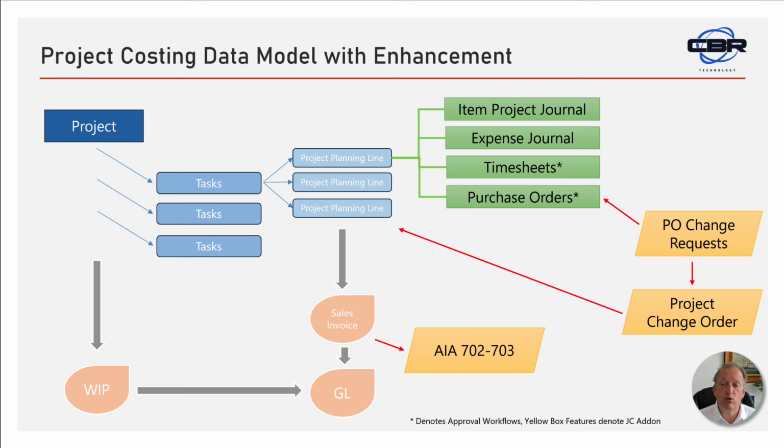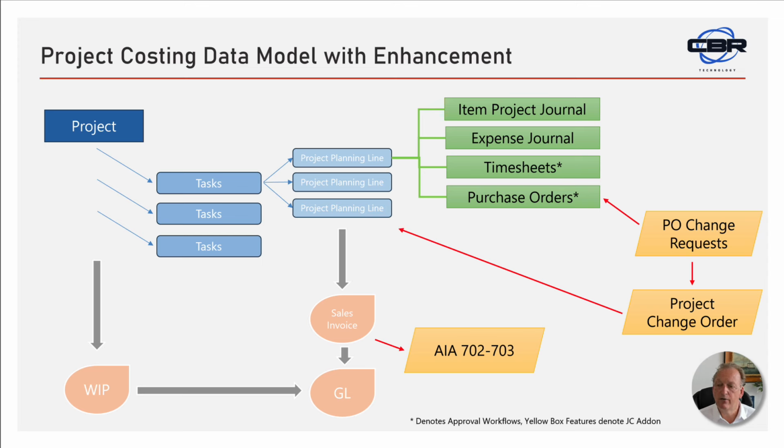Once you are recording transactions against a project, you'll have four methodologies on how you can record these transactions. One is an item project journal, which would be inventory items that are being used in a particular project. You have an expense journal, which of course allows you to record expenses against a particular project. You have timesheets to record resources and their time against projects. These resources could also include subcontractors. And then finally, you can link purchase orders to projects as well, which I'll be showing you later in the video.